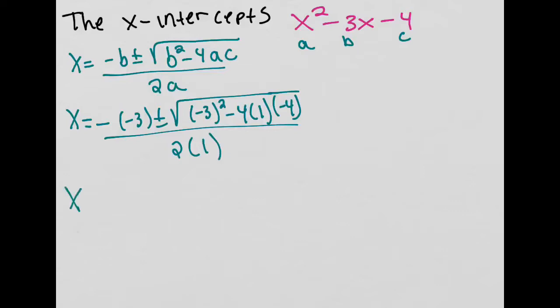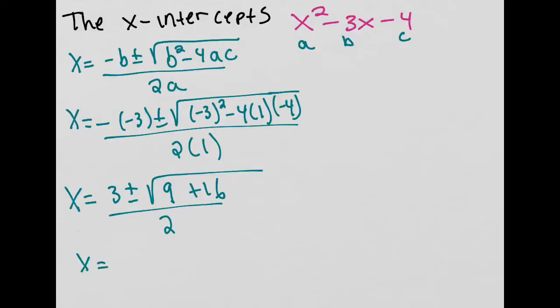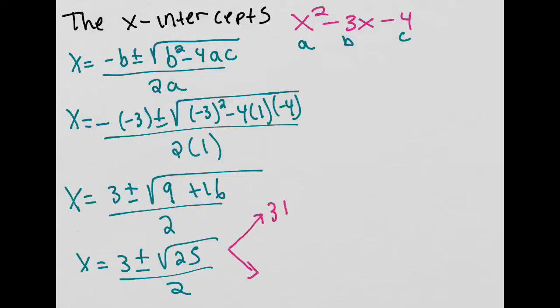Okay. A negative times a negative is a positive. Gives me 9 plus 16 over 2. We simplify that. It's 25 over 2. Square root of 25. Now remember, this breaks into 2: 1 positive, 1 negative. Square root of 25 is 5. So 3 minus 5 over 2.